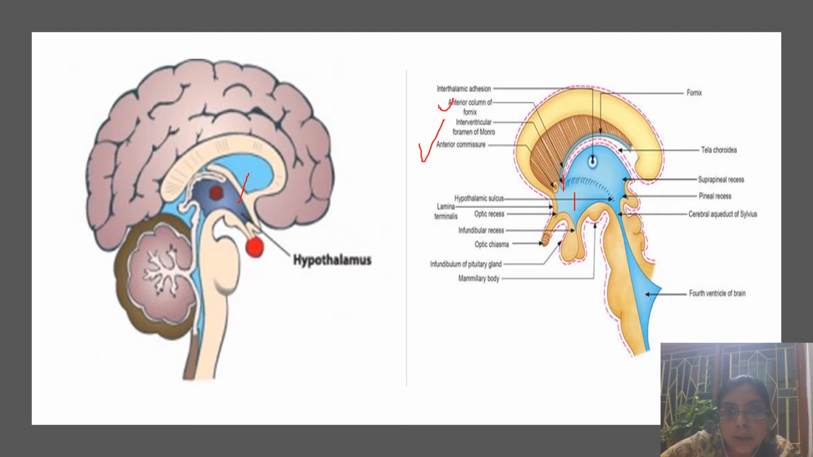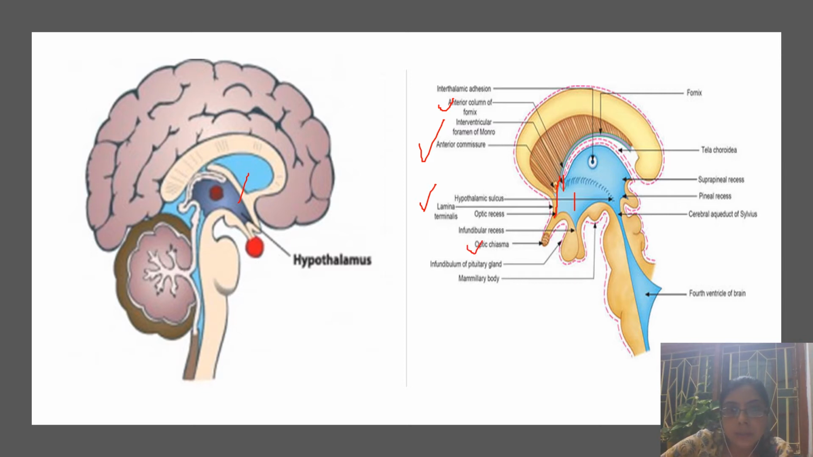This also forms the anterior wall of the third ventricle, and the third structure that contributes to the anterior wall is the lamina terminalis. So these three structures, the anterior commissure, anterior column of fornix and the lamina terminalis, form the anterior wall of the third ventricle. What about the floor of it? We can see from this picture clearly. The floor is formed by the optic chiasma.